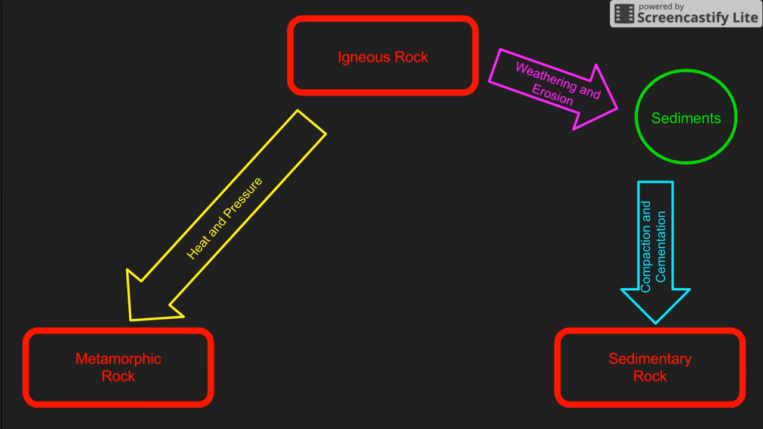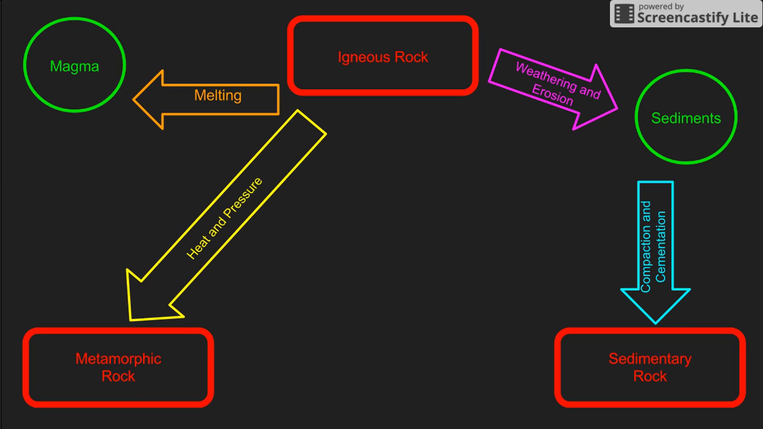When an igneous rock melts, it becomes magma. When the magma cools, it becomes an igneous rock. When a metamorphic rock melts, it becomes magma.